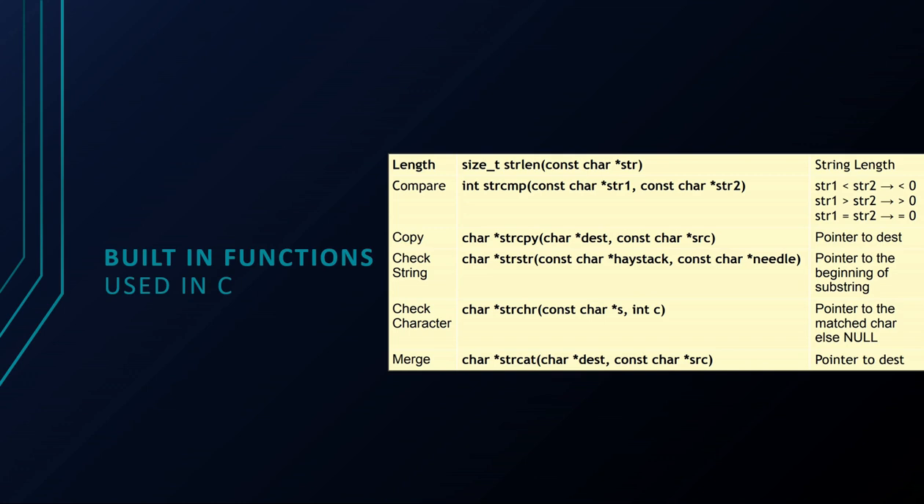strcmp. This function compares two strings. We pass the addresses of the strings as arguments and it returns a value. If the value is less than 0, then string 1 is lower than string 2. If the value returned is greater than 0, then string 1 is higher than string 2. And if the value returned is 0, then string 1 is equal to string 2.